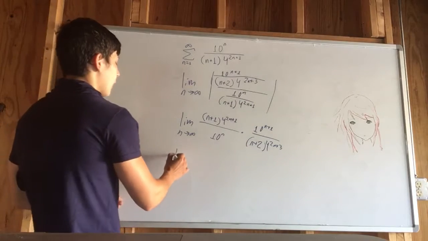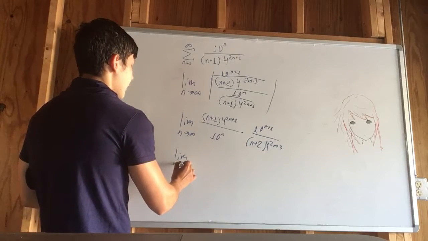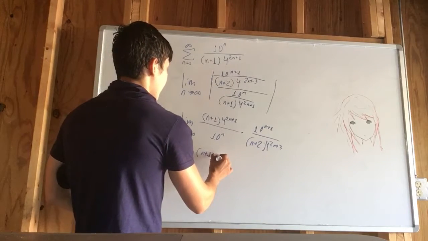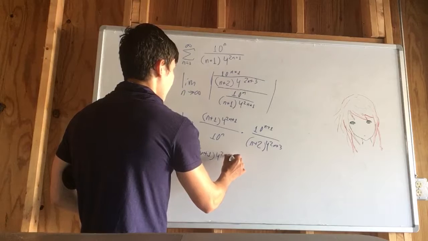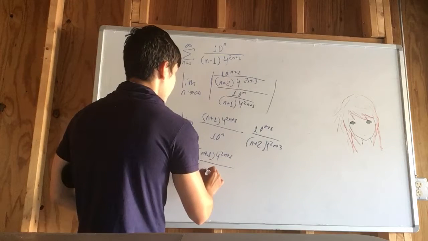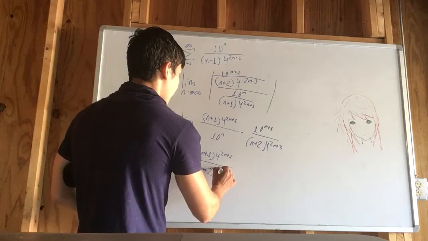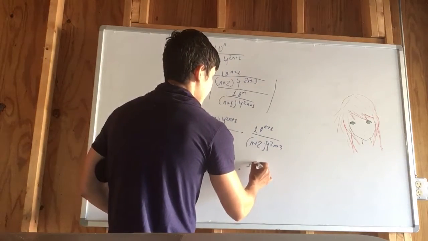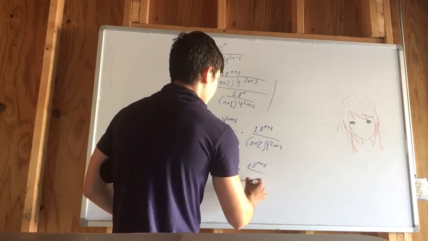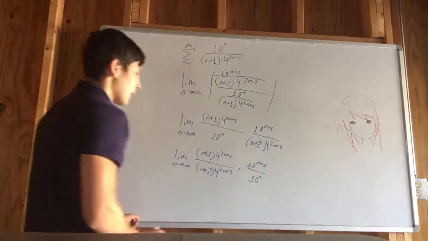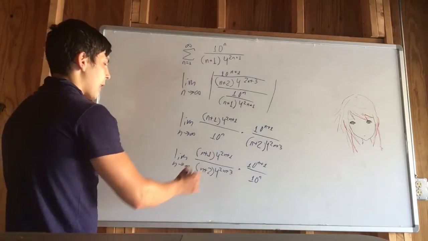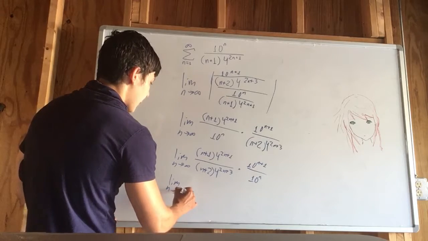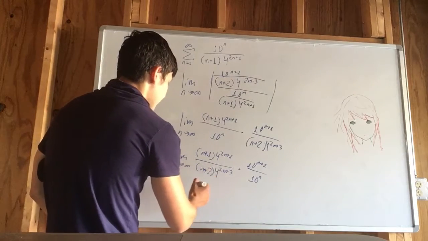We can group what looks similar together. So we would have limit as n approaches infinity of n plus 1 times 4 to the 2n plus 1 over n plus 2 times 4 to the 2n plus 3 times 10 to the n plus 1 over 10 to the n. And now this is a matter of subtraction. So we have to carefully subtract our exponents here and see what we get.